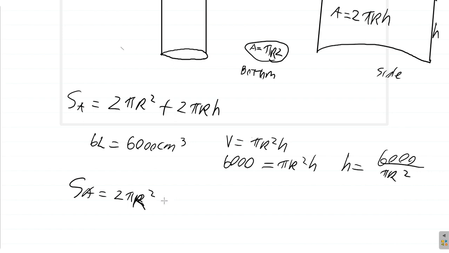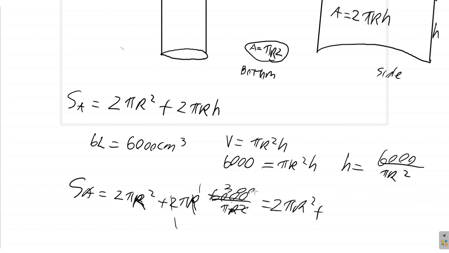So 2 pi r squared plus 2 pi r times height, which will be 6,000 over pi r squared. We can simplify this. 2 pi r squared plus r into r one time, r into r squared goes r. 2 into 2, 1, 2 into 6,000 is 3,000. So we have 3,000 over, no, hold on, pi cancels pi.